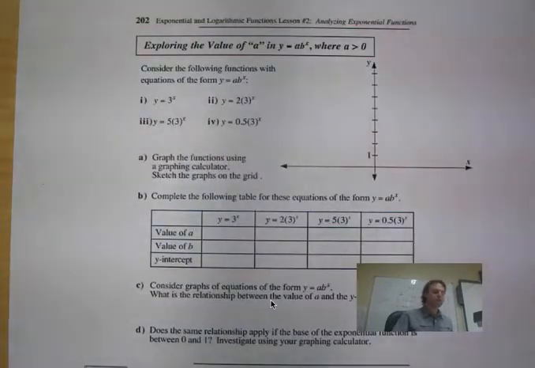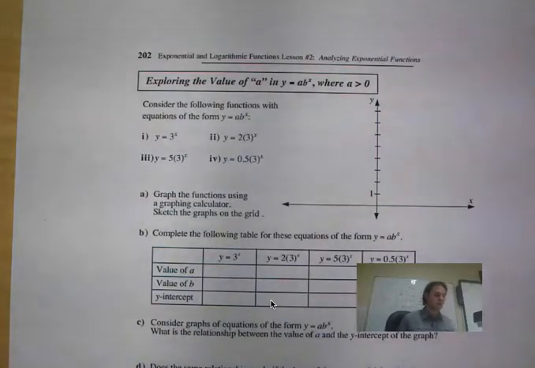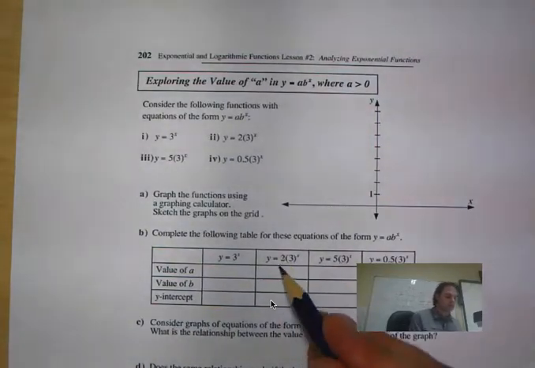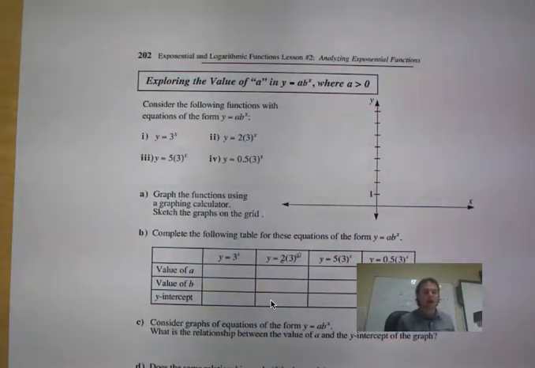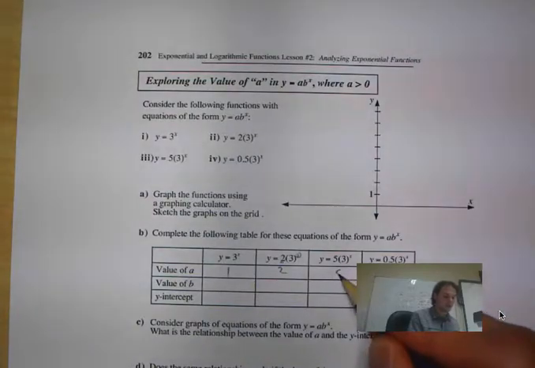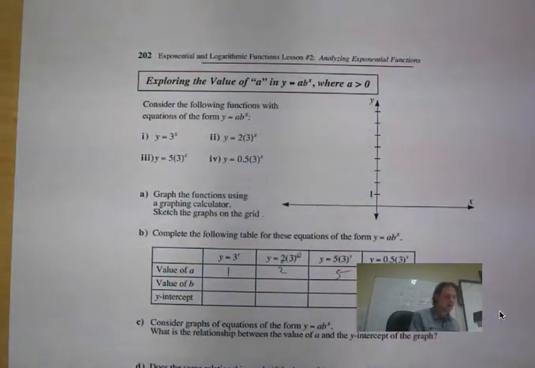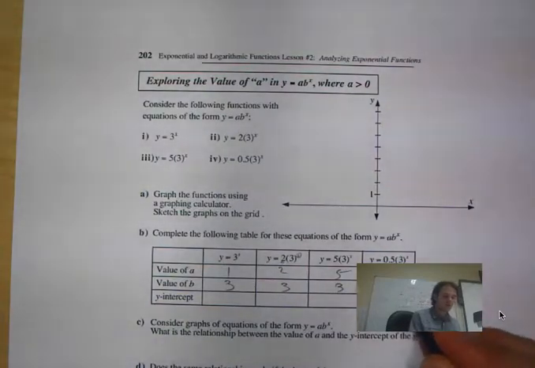Pause. See if you could write this in here and figure out what A influences. What does B influence? What does A? So remember, A is the one that's not being affected by the x. So in these ones, A is 2. Here, A is 1. Here, 5, 0.5. B is the one being affected by the x. 3, 3, 3, 3, right?